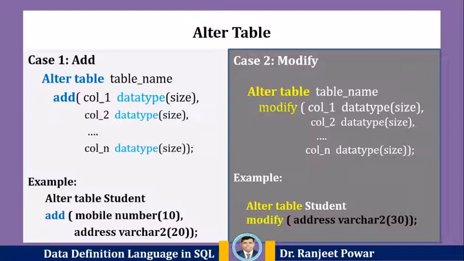In the modify case, the alter table command can also be used to modify the data type or the size of an existing column. See the syntax of that. In an example, you can see the size of the address column is modified and changed to 30 from 20. In MySQL, through the alter table command, we can add, drop, rename, and modify the column in a table. But in Oracle, we can only add and modify the column in a table.